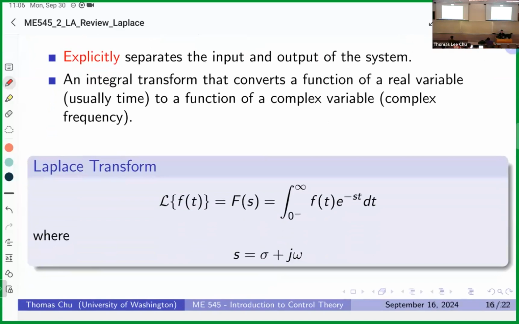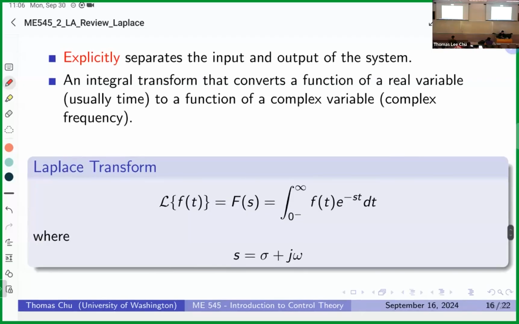I won't have you apply this definition. We'll just give you a table. You can just skip the integral part. But this is how we define it, where S is equal to our sigma plus j omega. So this is our real component. And this is our imaginary component, but this is also our frequency component. And it's in the imaginary domain.